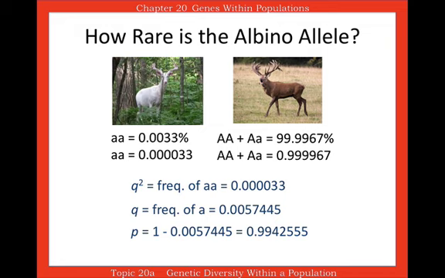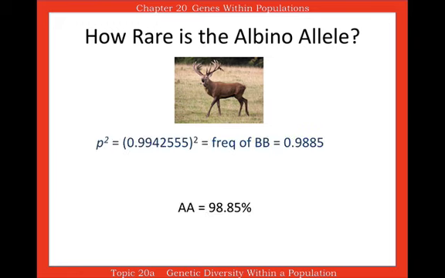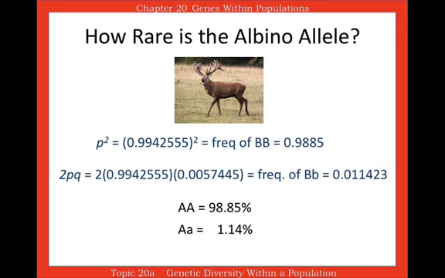Now we know the frequency, or the proportion, of both the dominant and the recessive alleles, and we can use that to calculate the homozygous dominant by using p squared, and we estimate that the homozygous dominant is about 98.85% of the population. Now we calculate the heterozygote, and we learn that heterozygotes, or carriers for albinism, make up about 1.1% of the deer population.